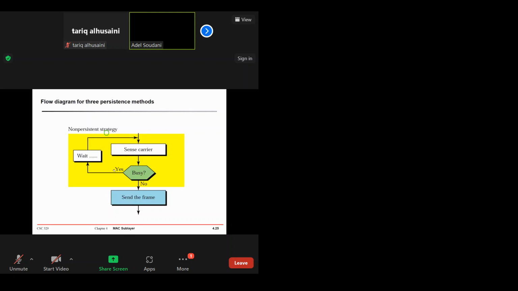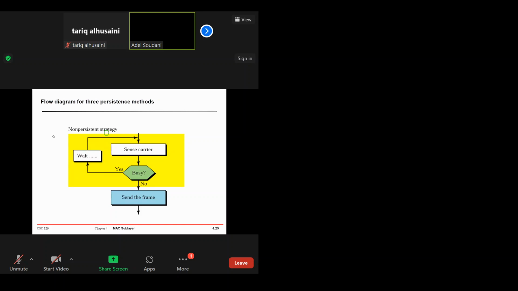If it is busy, we have to wait a time t, and then we have to come back and check again the availability of the channel. Now, if the channel is not busy, then we can start sending the frame. So this is in the case of the non-persistent strategy.